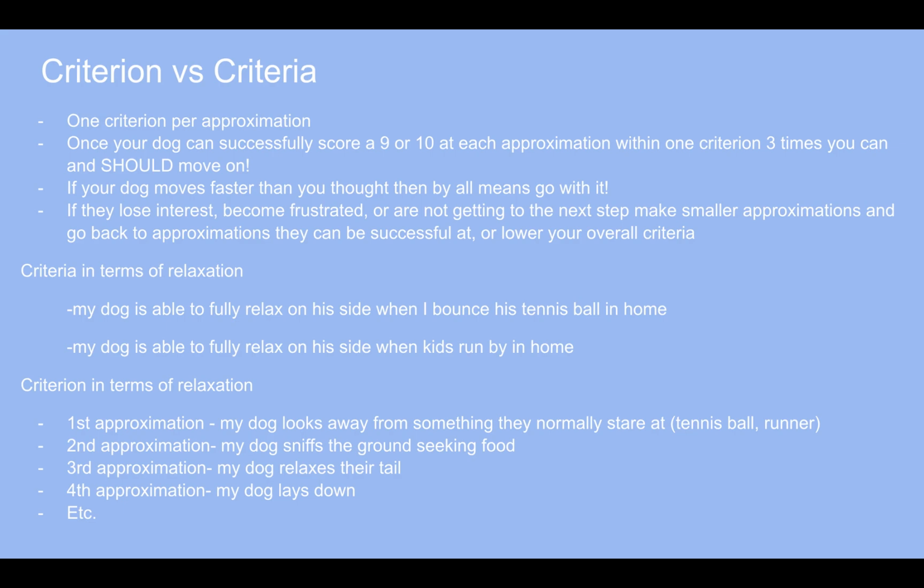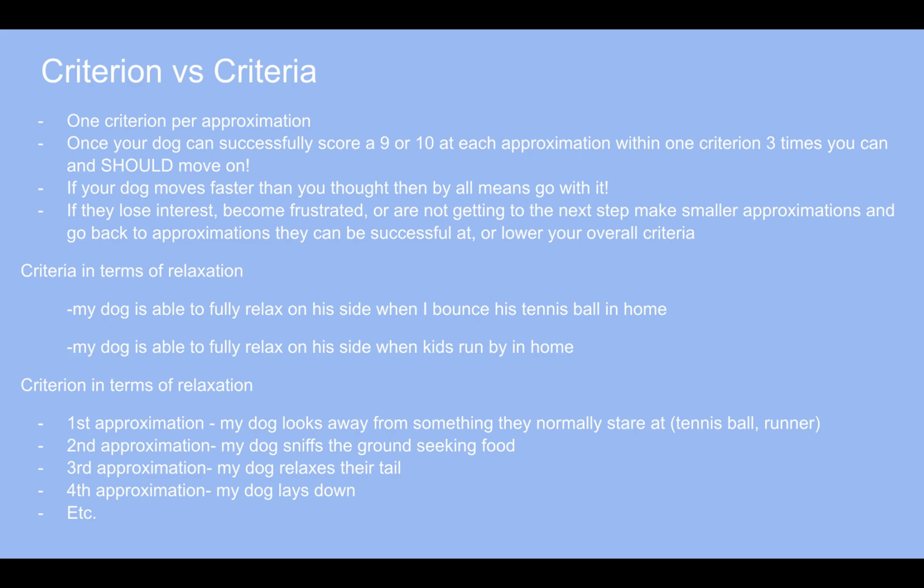If they lose interest, so if they just walk away from their bed and they don't care anymore, or if they become frustrated, they're barking at you a whole bunch, pawing and rolling around and getting kind of crazy, maybe even getting kind of mouthy, that's all typically frustration. Or they're really not making that extra step that you're waiting for. That's when you want to go back in approximations. Get them really successful at those lower things so that they gain confidence and interest in what you're doing, and then move your bar slowly up again.